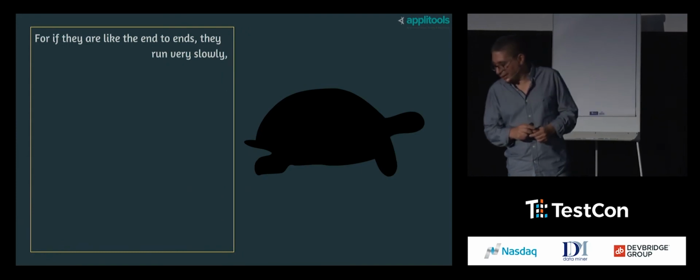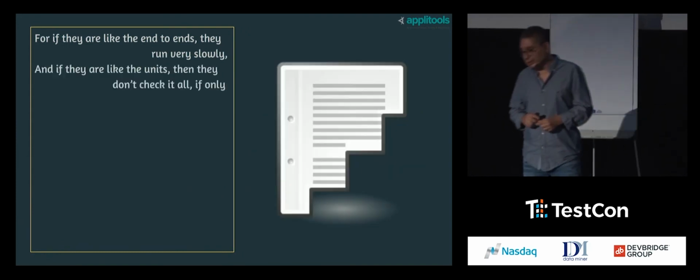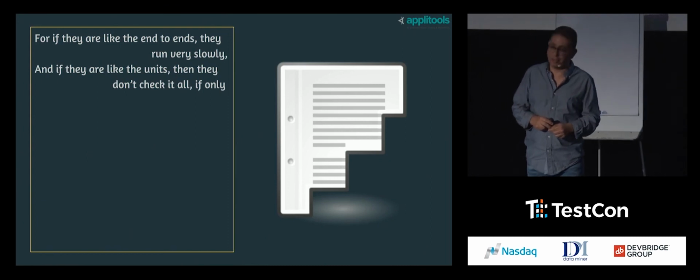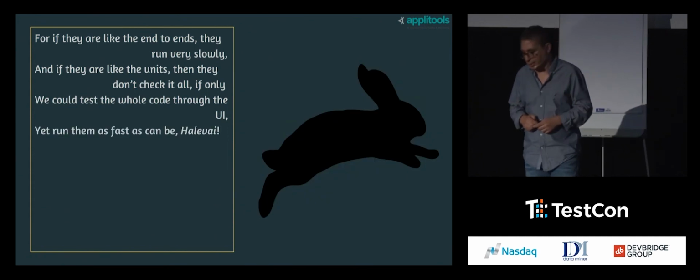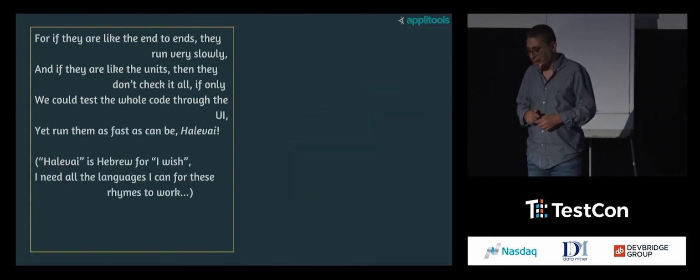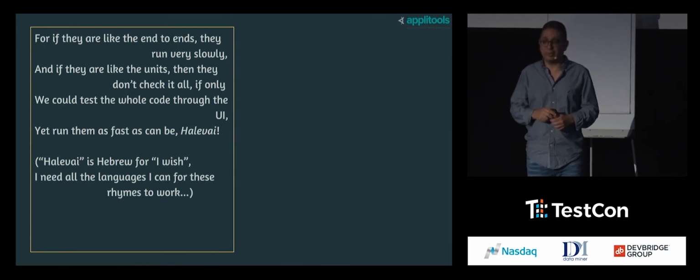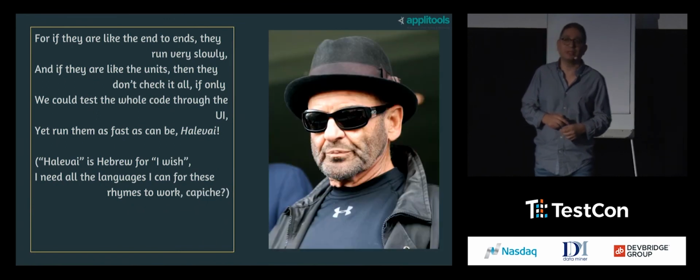For if they are like the end-to-ends, they run very slowly. And if they are like the units, then they don't check it all. Oh, if only we could test the whole code through the UI, yet run them as fast as can be. Halevai. Halevai is Hebrew for I wish. I need all the languages I can for these rhymes to work. Capisce?